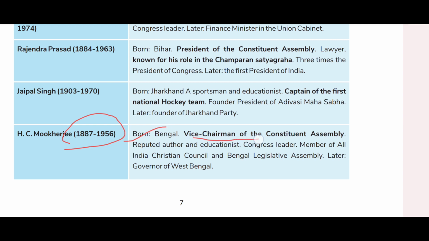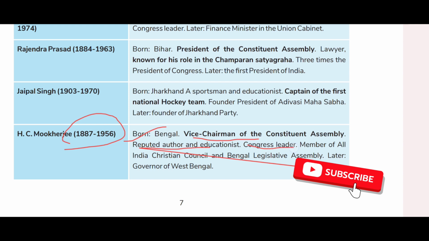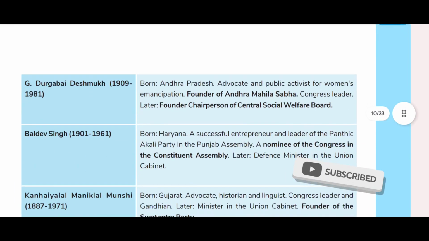He was born in Bengal, became the vice chairman of the Constituent Assembly. He was a reputed author and educationist. He was a Congress leader and member of All Indian Christian Council and Bengal Legislative Assembly. Later, he became the governor of West Bengal.